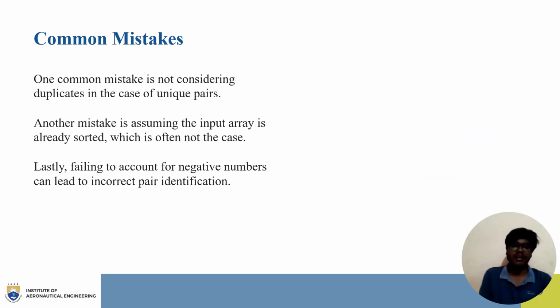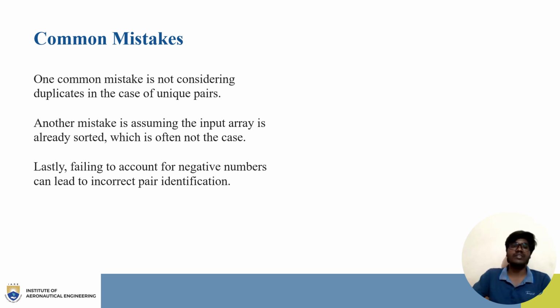The common mistakes. One common mistake is not considering duplicates in the case of unique pairs. Another mistake is assuming the input array is already sorted, which is often not the case. Lastly, failing to account for negative numbers can lead to incorrect pair identification.